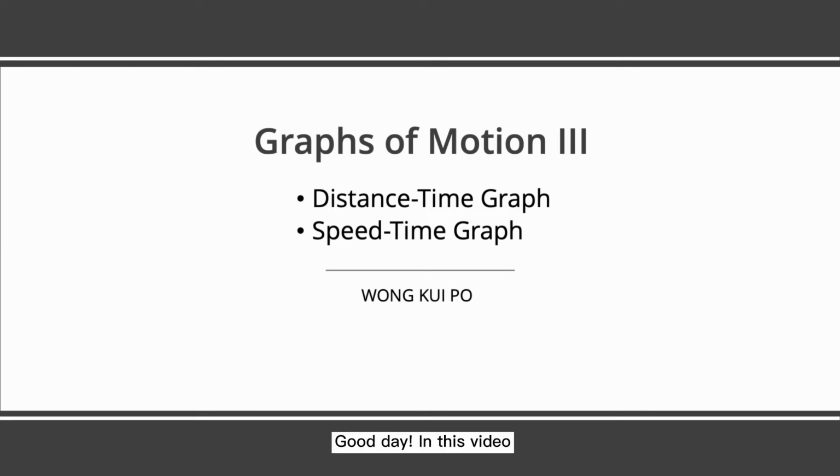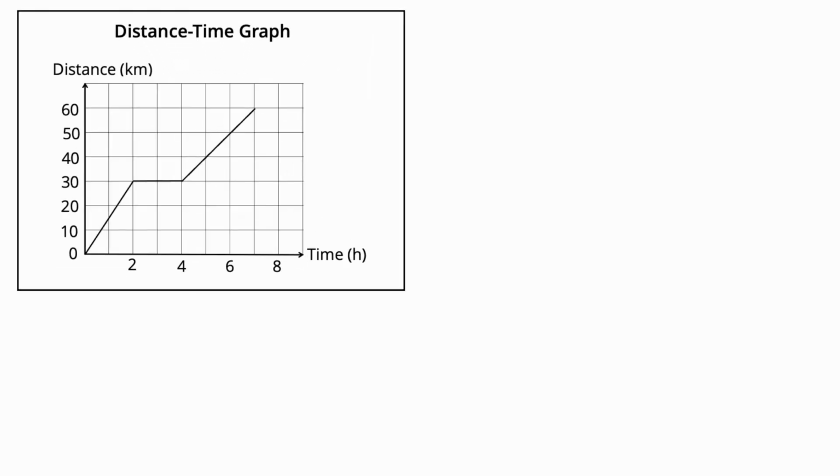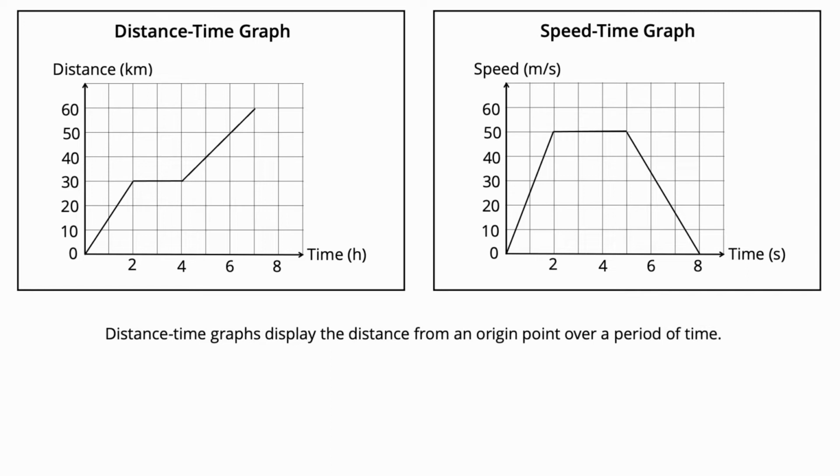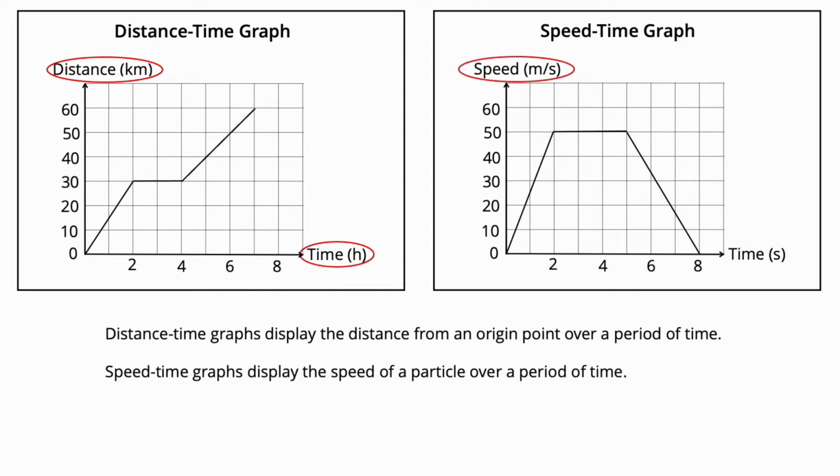Today, in this video, we are going to have a revision about the graph of motion. There are two types of motion graph, distance time graph and speed time graph. Distance time graph displays the distance from an origin point over a period of time. Speed time graph displays the speed of a particle over a period of time.